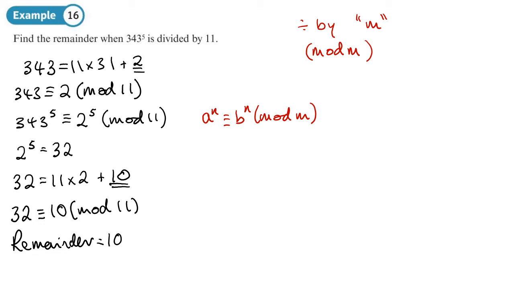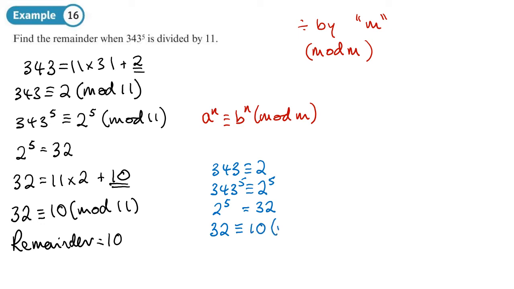So let's just write out the stages of the working here. So first of all, 343 is congruent to 2. Then we said 343 to the power 5 is congruent to 2 to the power 5. 2 to the power 5 is 32. And 32 written in mod 11 is congruent to 10. So that represents the remainder.